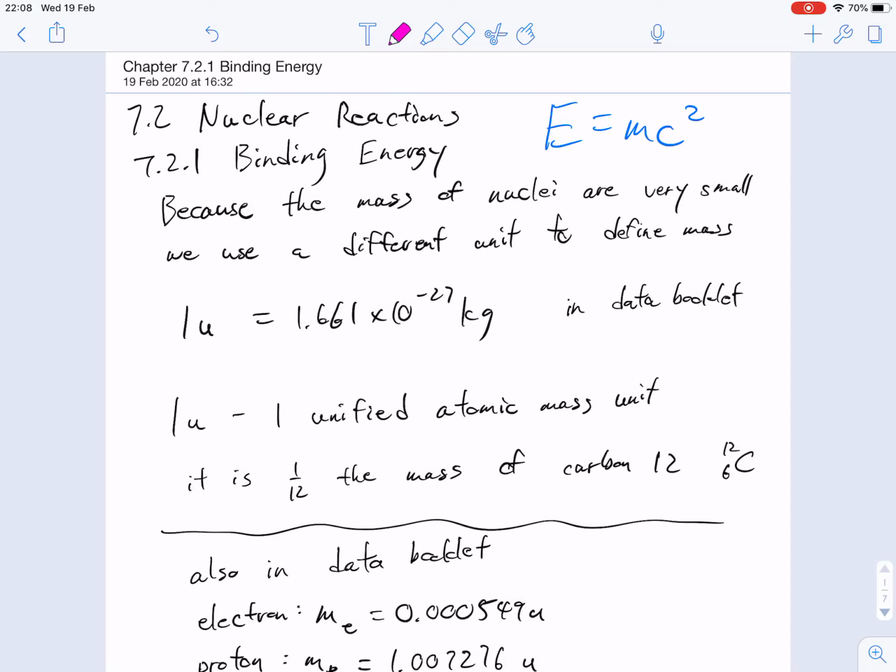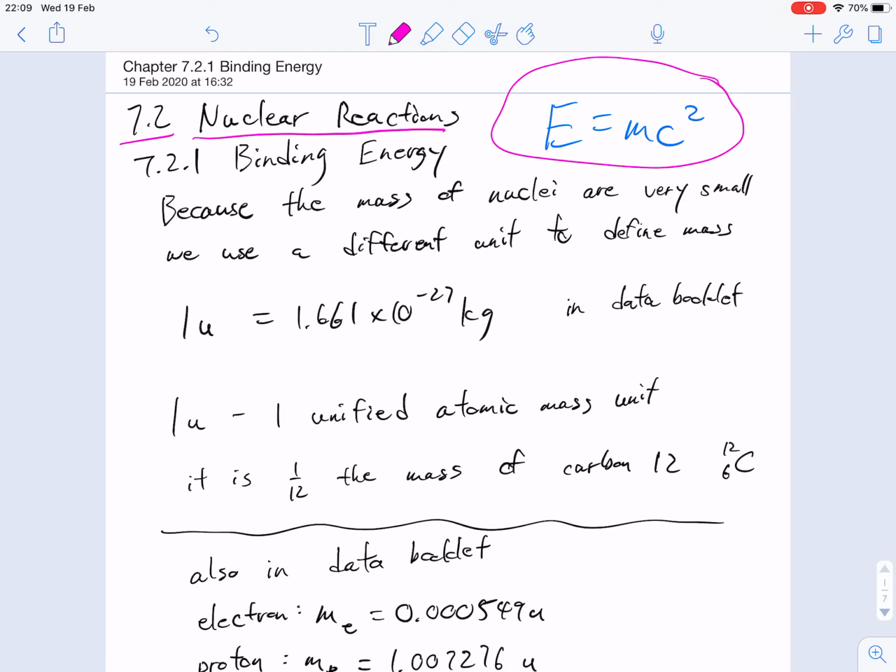This time we're looking at chapter 7.2, and we're going to look at the first section of that, which is binding energy. Overall, chapter 7.2 is looking at nuclear reactions, and this is a pretty fun unit. It is probably one of my favorite units in the study of physics because we get to look at one of the very famous equations, E equals mc squared.